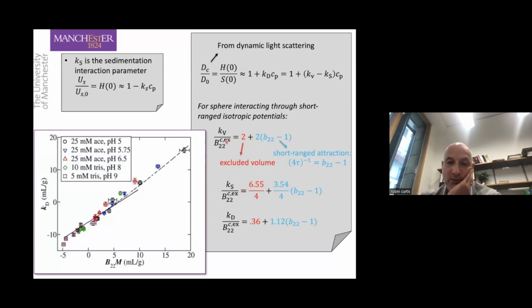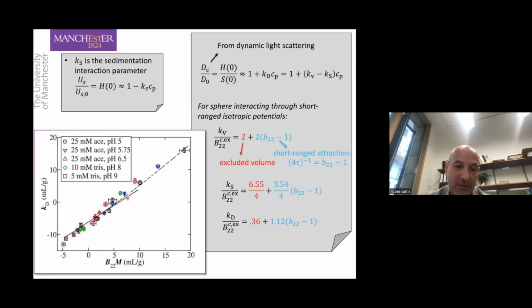And so for these simplified systems, there does exist a correlation between the second virial coefficient and the interaction parameter kD, and that's given by this solid line. And we've shown that this prediction using this spherical model actually does agree with data for an antibody.